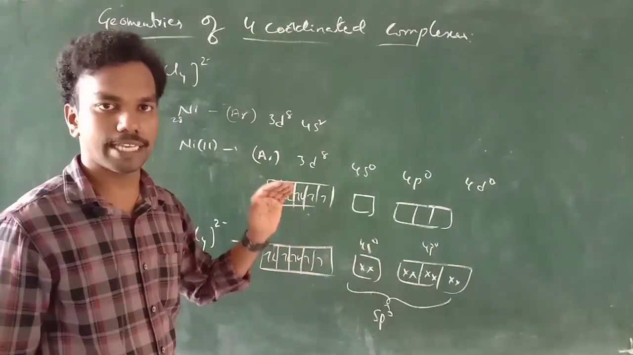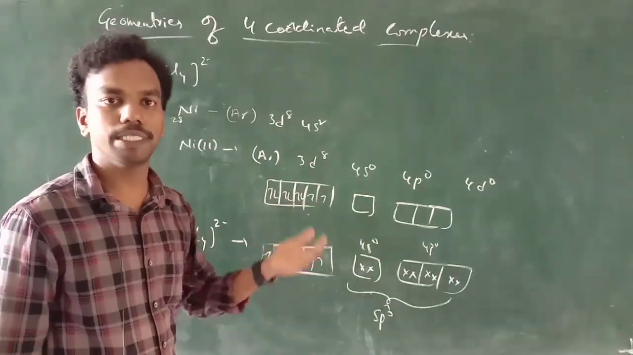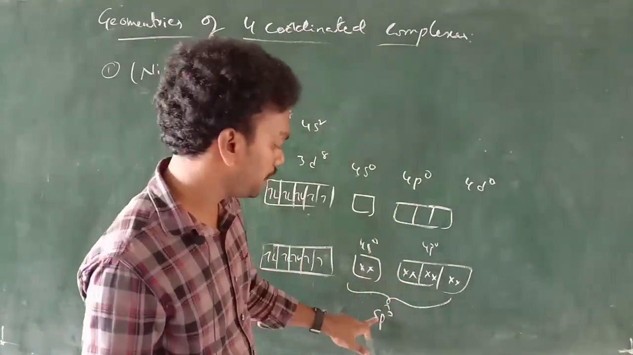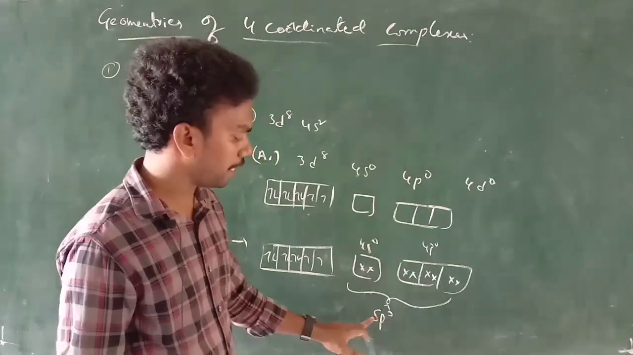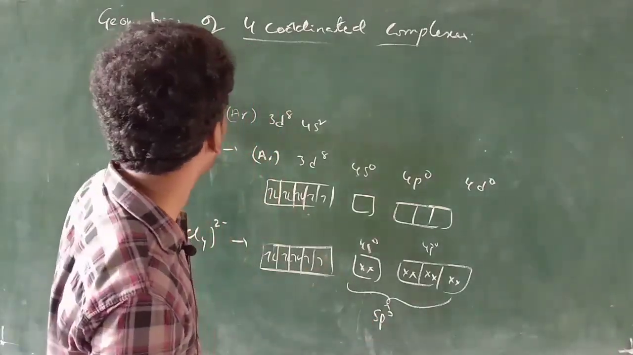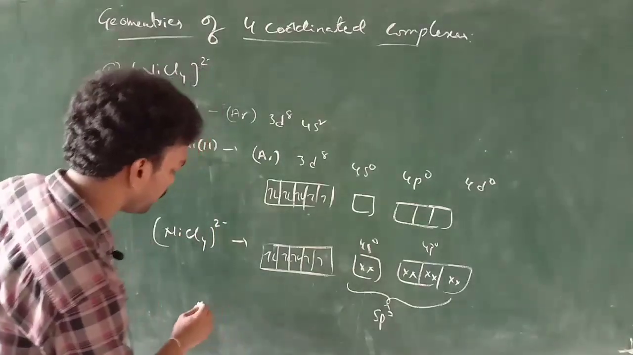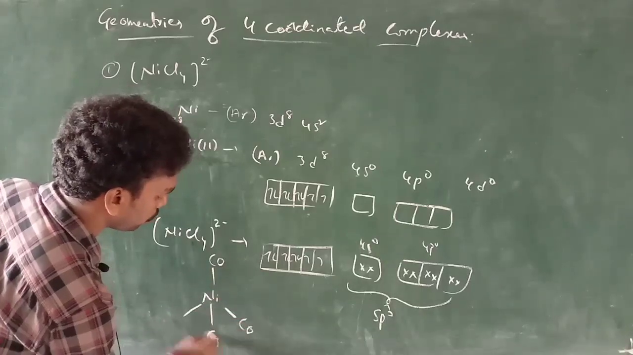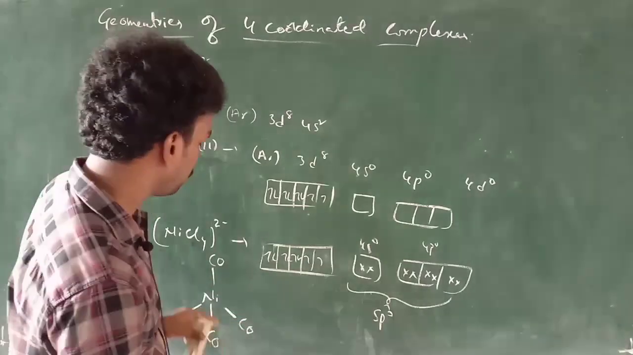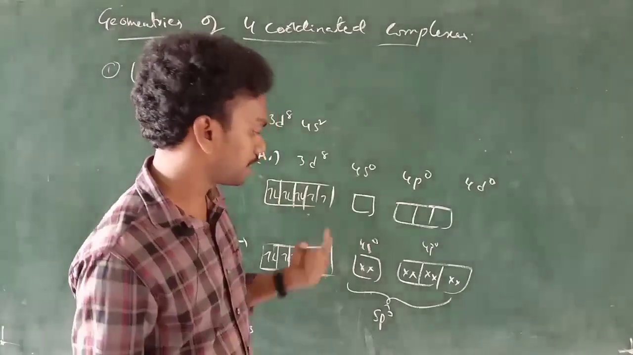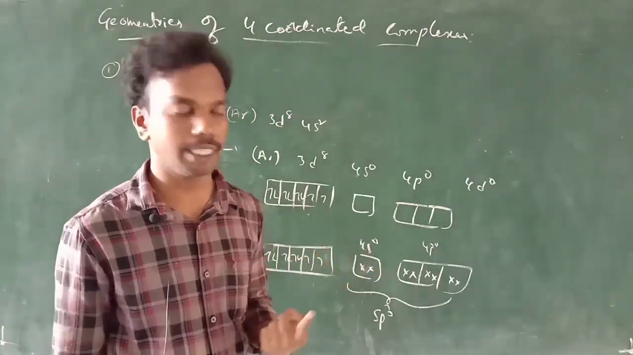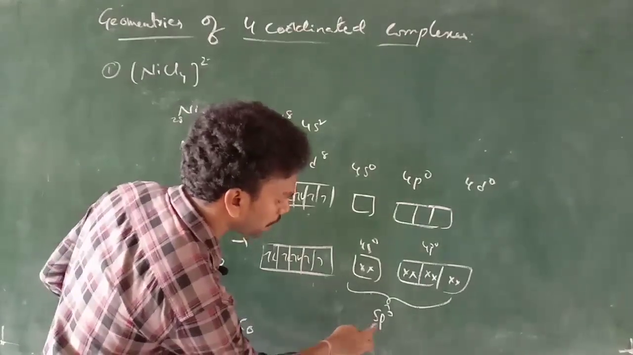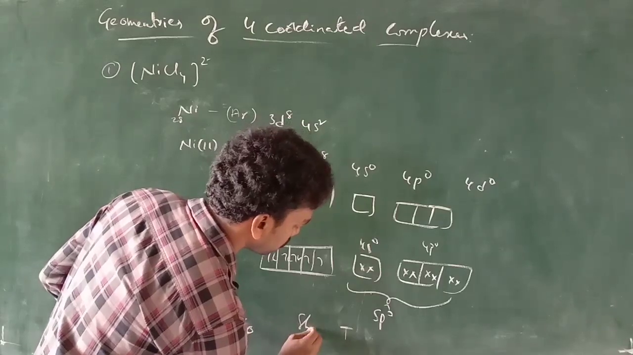If the coordination number is 4, it may be sp3 or dsp2. If it is sp3, the shape is tetrahedral. If it is dsp2, the shape is square planar. Here the hybridization is sp3, so the shape of this complex is tetrahedral. That means nickel with the four chlorines in a tetrahedral structure. So the first thing is hybridization, which is sp3, and the second thing is structure, the shape.